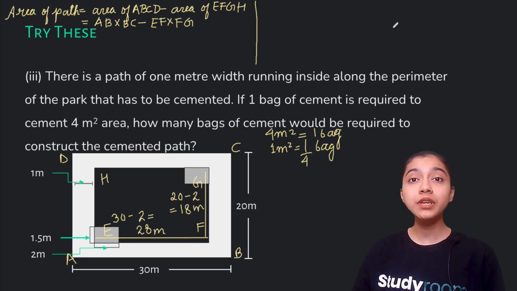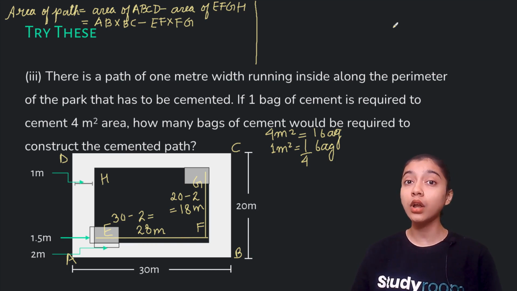So in short, we have to calculate the area of the path first, and then using the information that 4 meters square area can be covered by 1 bag of cement, we have to calculate the number of bags of cement that is required to construct the path all along the inside of this park, and the width of the path is 1 meter.